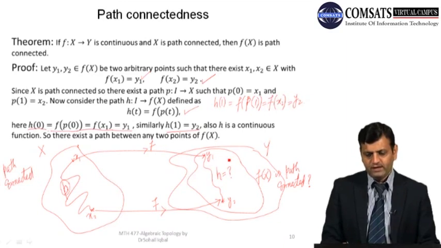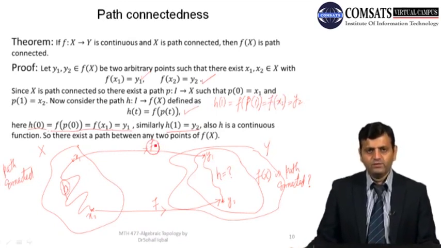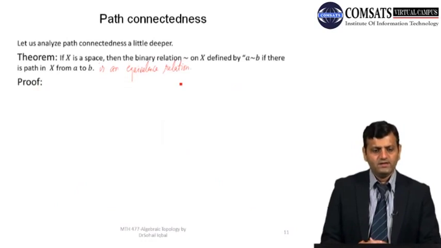Similarly, given any 2 points of f of X, we can find a path between those 2 points using the connectedness of X and the continuity of f. So path connectedness is a topological property, a topological invariant. So let us analyze path connectedness a little deeper.